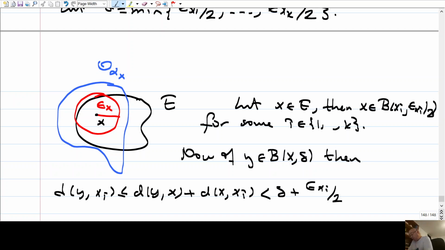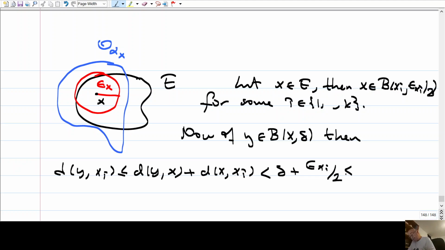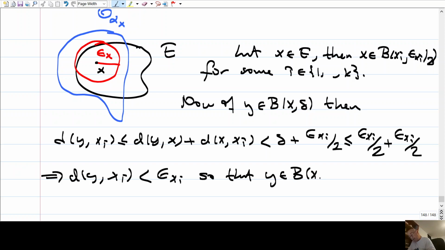But delta was the minimum of these numbers, right? Delta is the minimum of these. In particular, it is less than epsilon xi over 2. So this thing is less than epsilon xi over 2. Well, I have another epsilon xi over 2. Therefore, this distance is strictly less than epsilon xi. Well, this means what? So that y also lies in this ball, B(xi, epsilon xi).